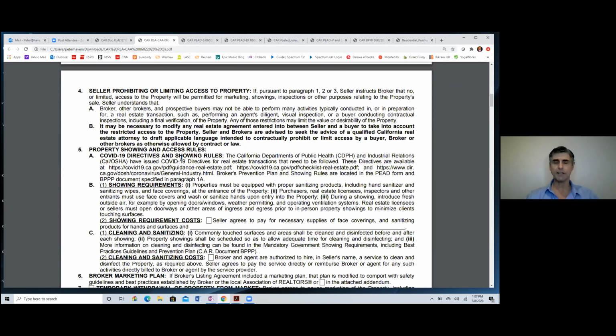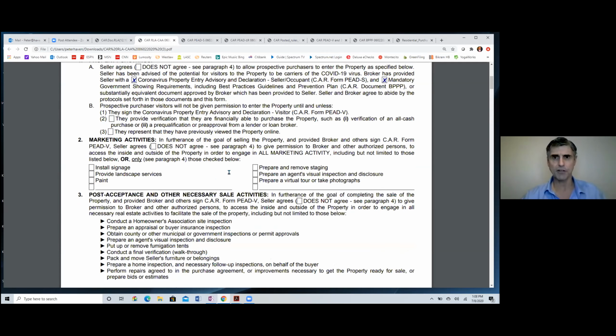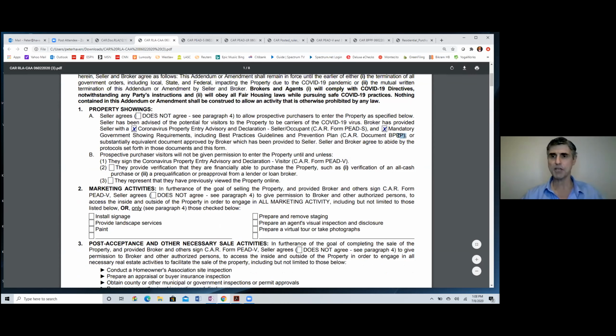So that's basically the CAA form, and it covers most of the advisories that we have. Interestingly, there's reference in here to some web pages that the client can refer to for more information from the state of California, et cetera, regarding COVID guidelines and connections with real estate. The document also refers to something called a BPP, which we're going to talk about as well.